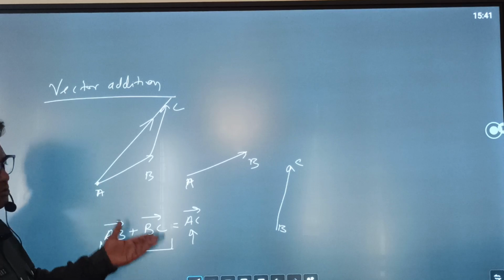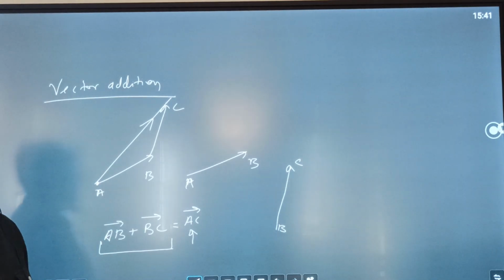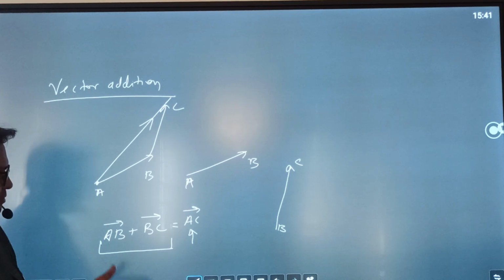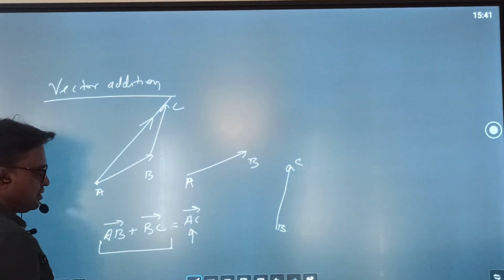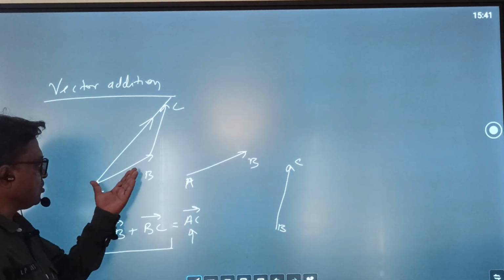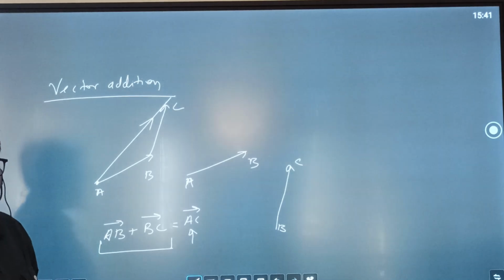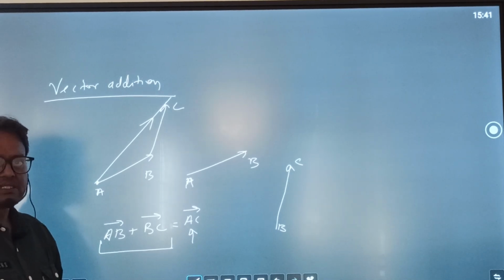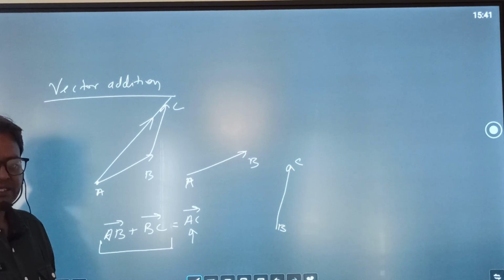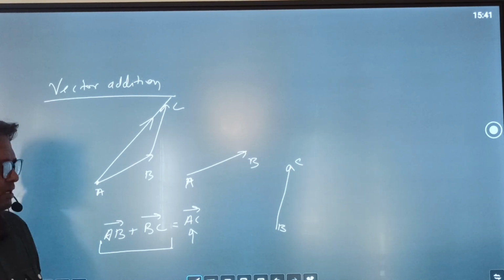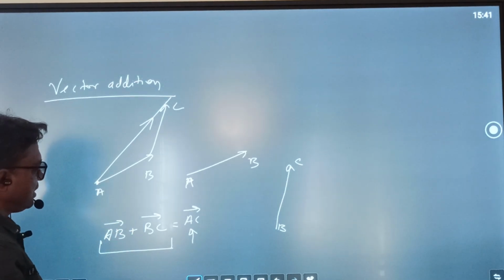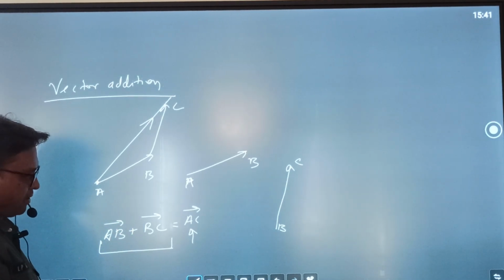So this is, again, by using the triangle law of vectors. The statement of the triangle law we have already discussed. That is, if we represent two vectors by two adjacent sides of a triangle, then their vector sum is given by the third side in reverse order. So this is how we can add two vectors.